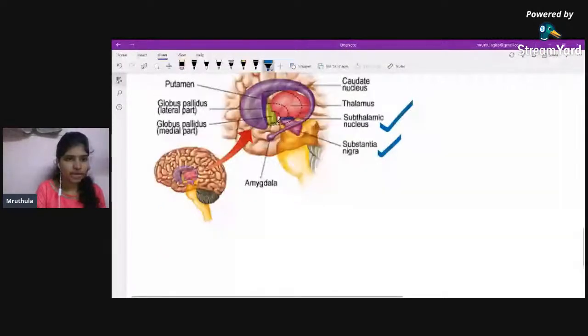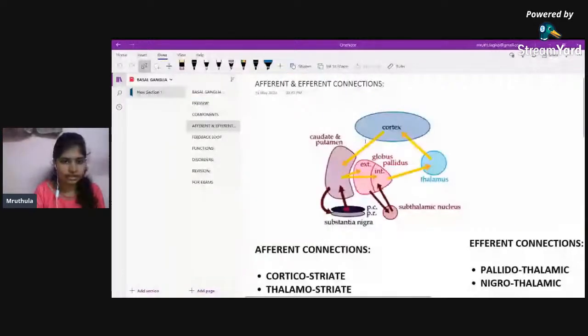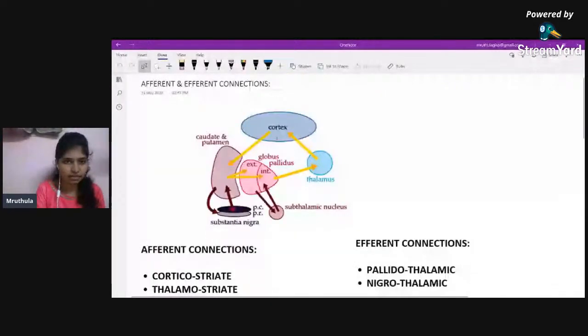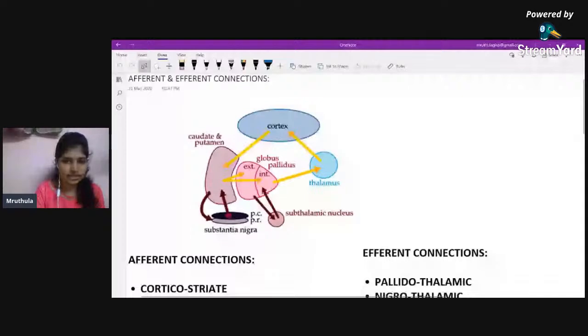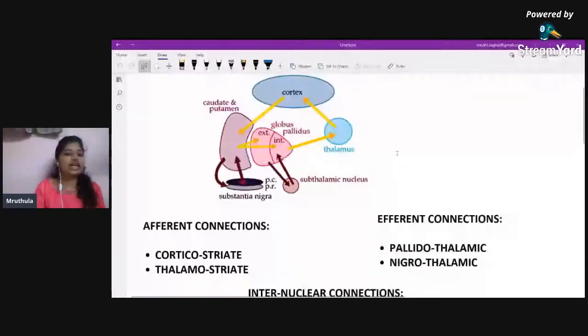Now let us see the connections which the basal ganglia has. Because it's new for you, it'll be heavy now, but if you revise it twice, it'll become very easy for you. Why are connections very important here? Because the basal ganglia performs a lot of functions in the body, like motor activity and also non-motor activity. But this is not executed directly by the basal ganglia. It is a kind of regulator system in the human body.